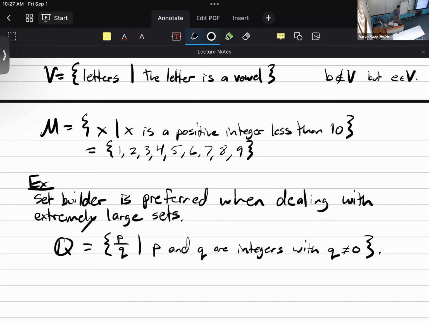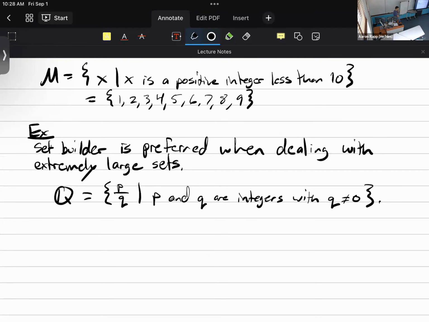U not being equal to 0. So what elements are in this set? Let's start with some things that will be in here. I just need to think, what elements satisfy this condition? It needs to look like this, something over something, such that P and Q are integers, with Q just not 0. So I can pick any two integers, with a nonzero integer on the bottom.